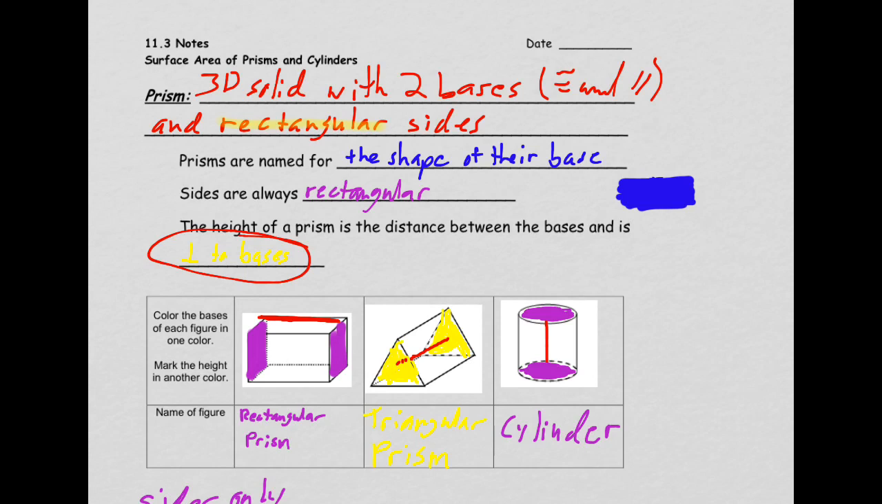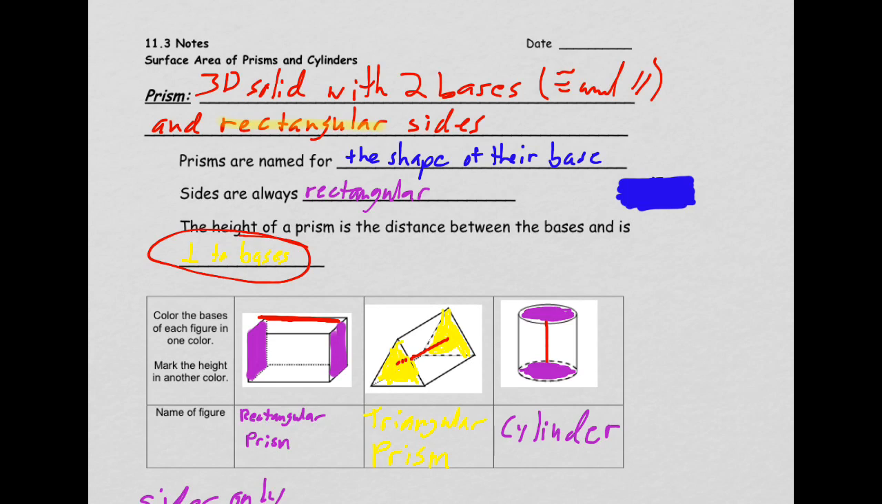Okay. Prisms are named for the shape of their base. So this would be a rectangular prism. This is a triangular prism. This is also a prism, but we just call it something different. We call it a cylinder. And sides are always rectangular.